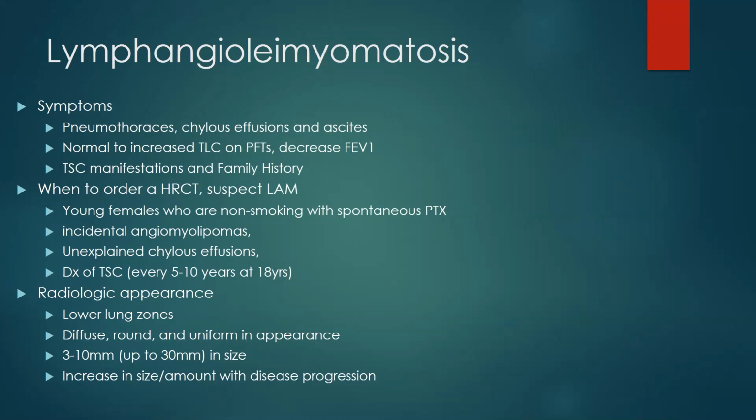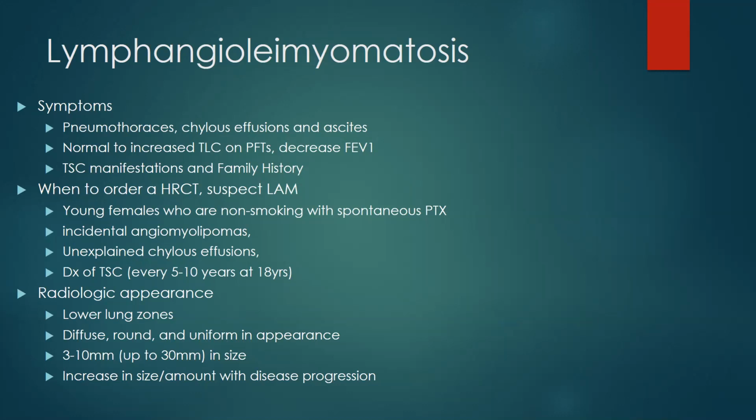In terms of getting a high-res CT scan for evaluation for LAM: young to middle-aged women, non-smokers with spontaneous pneumothoraces should be a big red flag. Those with a family history as well. If you find an incidental angiomyolipoma, with or without symptoms, you should also consider a CT scan, and those with unexplained chylous effusions, especially in women. Those who do have a diagnosis of TSC should have a CT scan every 5 to 10 years from the age of 18 onward.